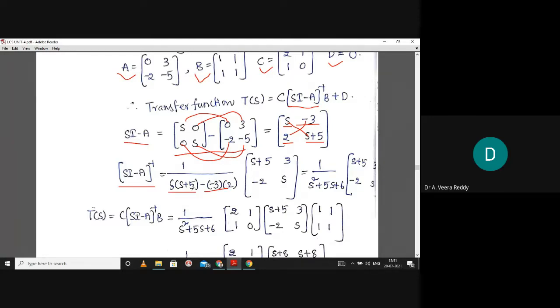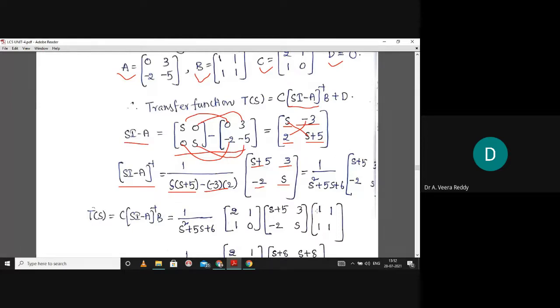So here, in place of A we get D, so it is s + 5, and minus of minus 3 is 3, and minus of 2 is minus 2, and in place of D we get A. So D and A get interchanged. Therefore after simplification, this is 1/(s^2 + 5s + 6) times [s+5 3; -2 s].